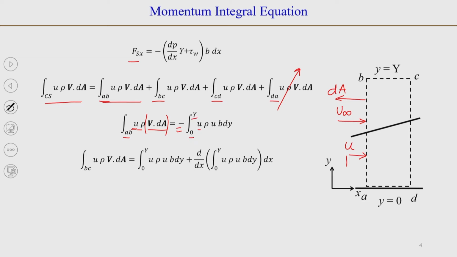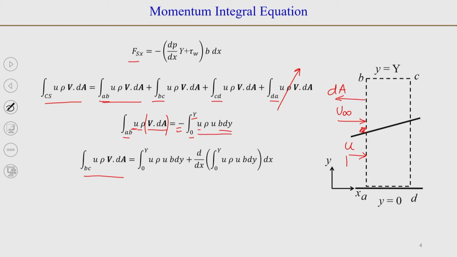So, u rho u b dy is the area dA of the surface if we take an element surface along the y direction. So, if we take a small strip of thickness dy, b dy, and you integrate it from 0 to y. Now, similarly, we can write the flow rate on the surface BC.